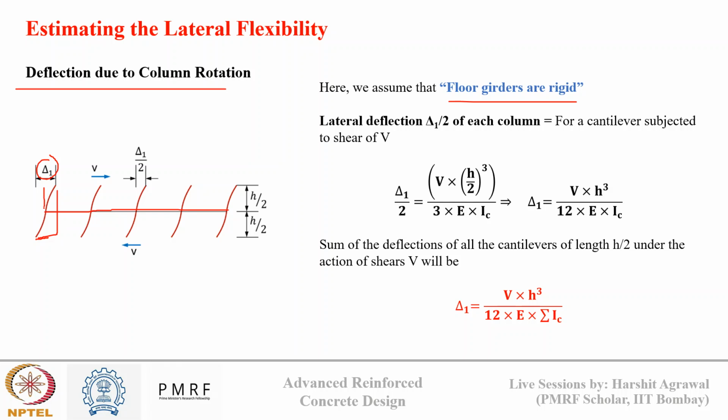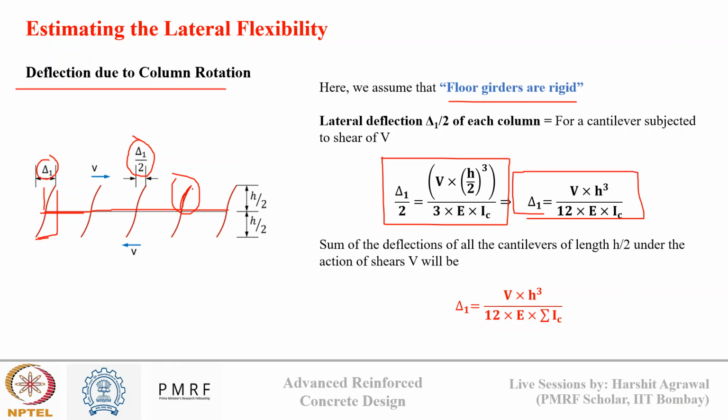And for one part of the column, for the column above the girder, the deflection will be delta 1 by 2. So the total deflection is delta, and for each column the deflection is delta by 2. Now we can see that these columns are like a cantilever. So for a cantilever beam kind of structure, we can write delta 1 by 2 equals Vh cube upon 3EI. This is how we write the deflection of a column. This will give me the value of delta 1.